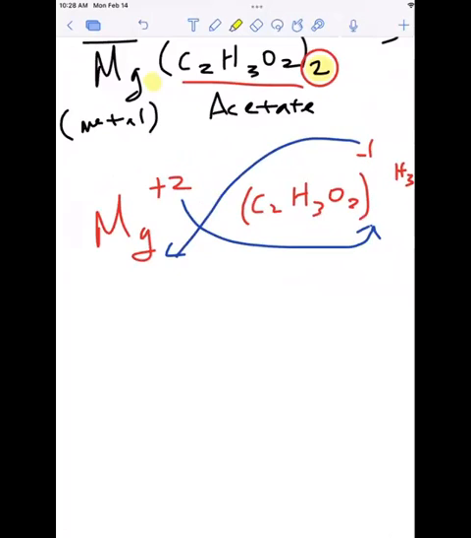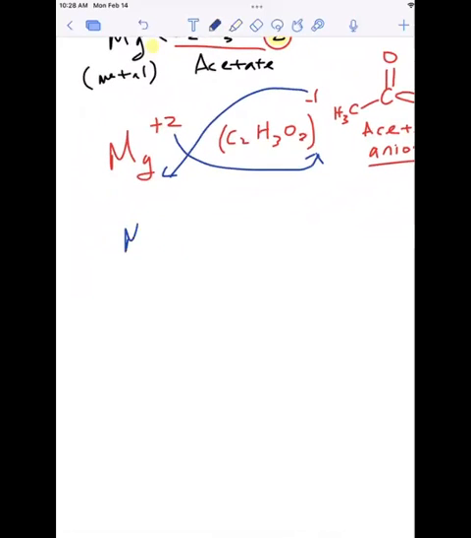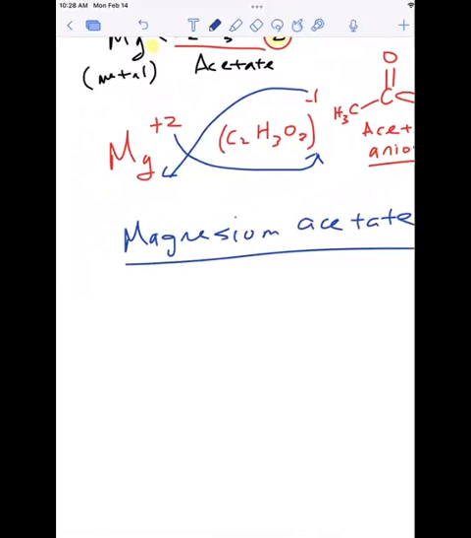And then the acetate, because of the charge on magnesium, it takes 2 of those to neutralize the magnesium, which is +2. Does that make sense? That's why. So if it's a -1 and the metal is +2, when you crisscross it, the subscript is always going to be 2, because that means it takes two of those to neutralize that +2 charge. All right, so the name of this compound is magnesium acetate. Any questions about that?